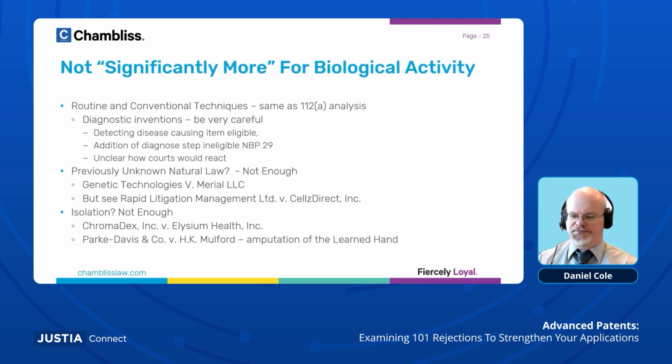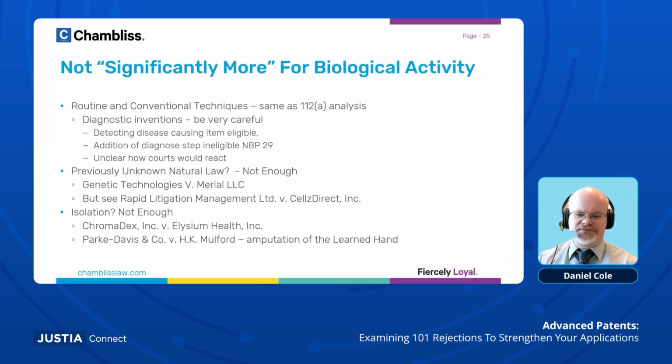Remember biological examples, one of the things is that you can find a natural law. If it is a natural law, it is not going to be patentable. This is not going to be enough, even if it is a natural law that was not known in the past. You have Genetic Technologies v. Merial, which was a previously unknown natural law. Doesn't matter, it was a natural law, not patent eligible.